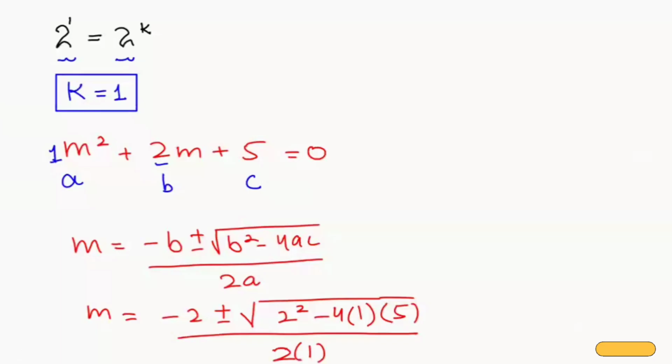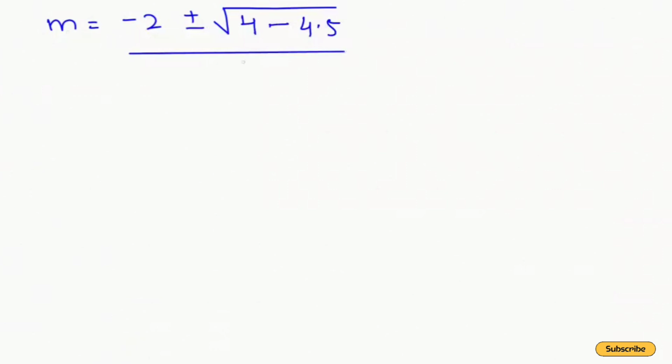Now I'm going to simplify it further, so this will turn to m equals minus 2 plus or minus root of 2 to the power of 2, which equals 4, and here I'm going to write 4 times 5, over 2.